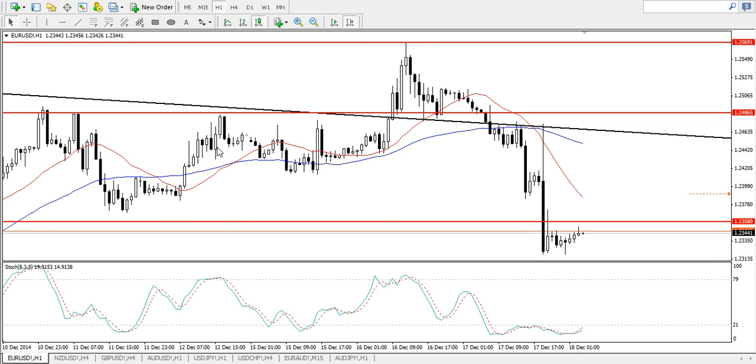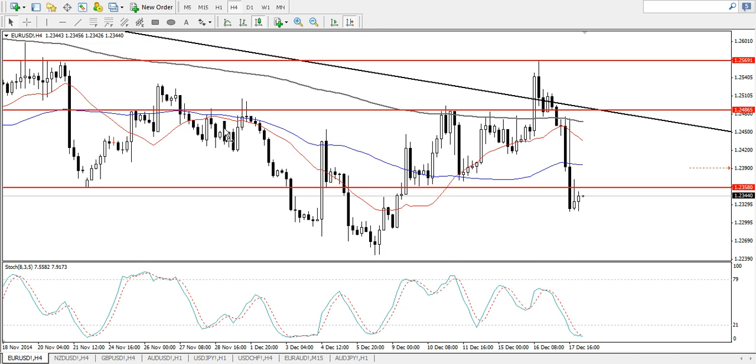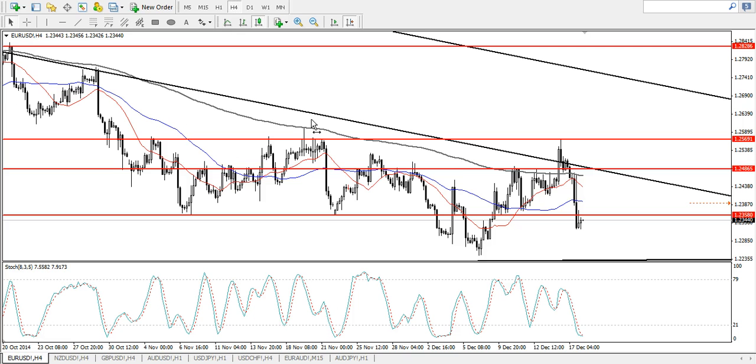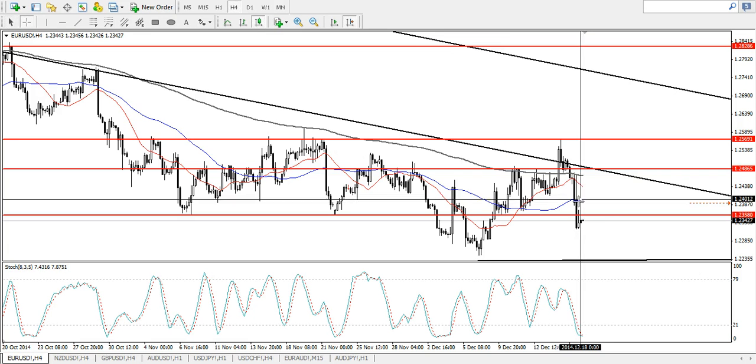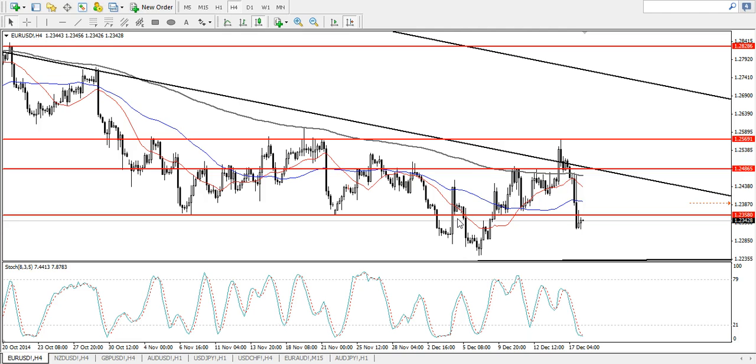Alright, so we're going to start off with the euro against the US dollar. Over here you're seeing a 4-hourly chart. As we know, the price has been resisted at the price of 1.3569. It begins to fall, and then it falls further on the FOMC press conference.